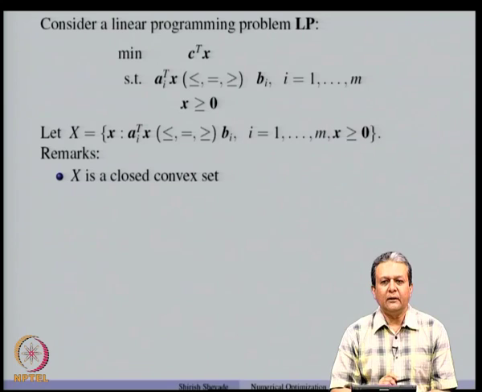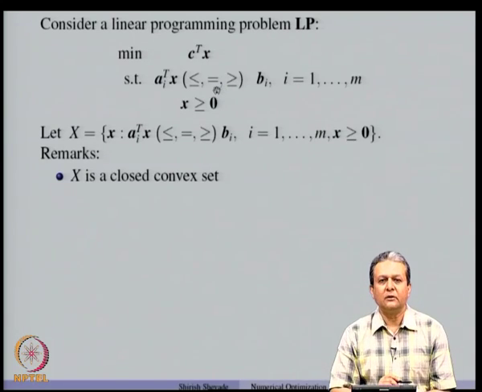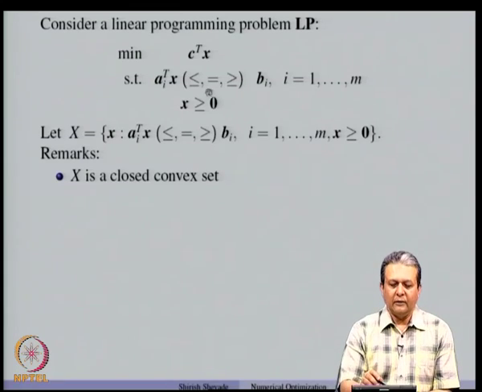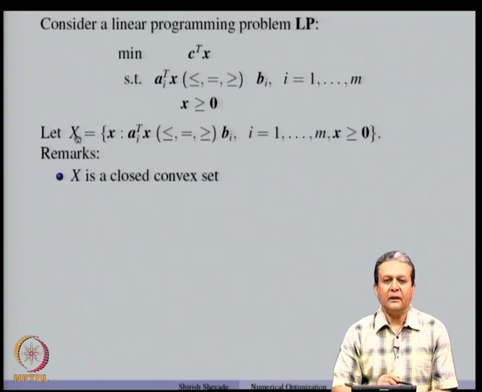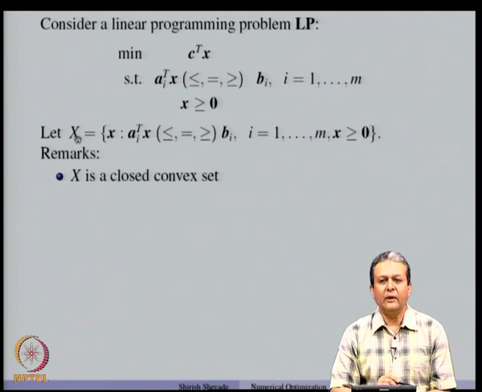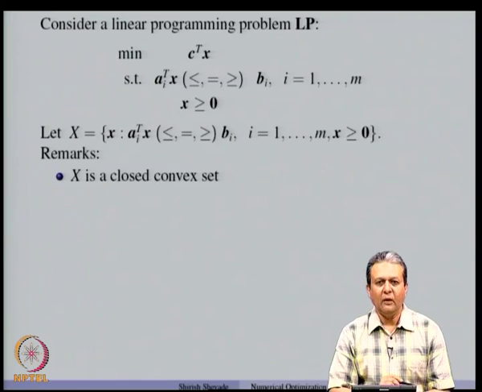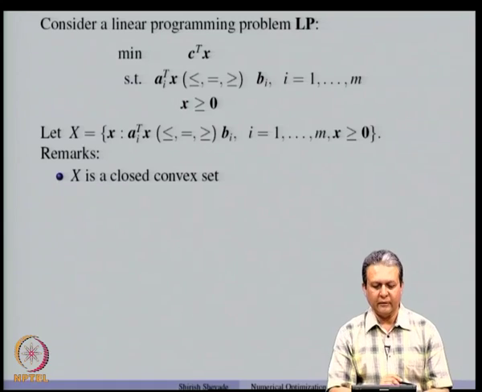Now, we have already seen that each constraint denotes a closed half space, and therefore, this constraint set X is an intersection of closed half spaces. Now, each half space is a convex set. So, we have an intersection of closed convex sets, and therefore, X is a closed convex set. We have seen this fact earlier when we discussed convex sets, that the intersection of an arbitrary collection of convex sets is a convex set.